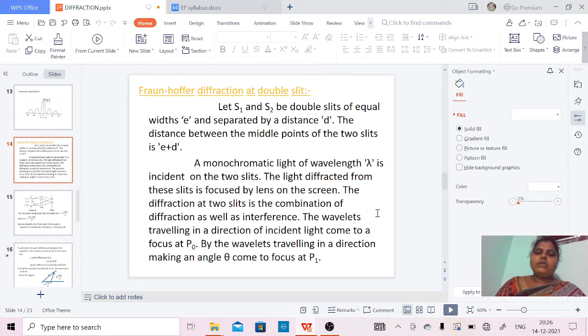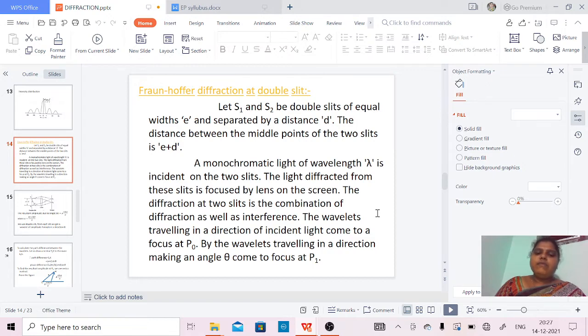Now the diffraction at two slits is a combination of diffraction as well as interference. We know the interference condition and the diffraction condition. In this double slit experiment, we have both the diffraction as well as the interference pattern. Now the wavelets traveling in the direction of the incident light come to a focus at point P. That means we have the central maxima and minima also. Now P0 is the central maxima.